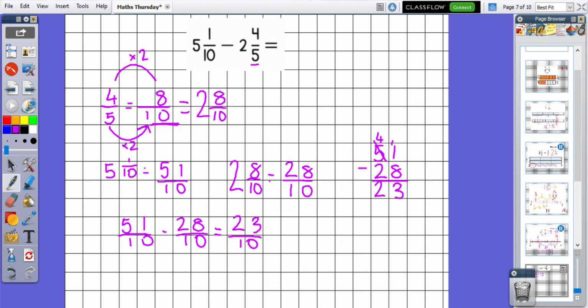Okay, so I could leave it at that, 23 tenths, or I could convert it into a mixed number, and I would like you to do that if you remember how. So I know that I've got 2 wholes in 23, because 10 goes into 20 twice. So I've got 2 wholes and 3 tenths left over. Okay.